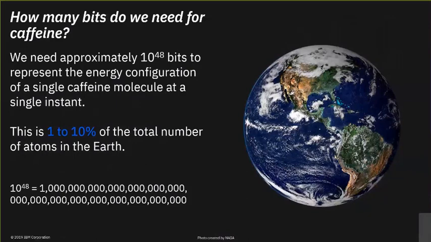So how many bits do you actually need for caffeine? We needed 160 qubits, but you need approximately 10^48 bits to represent the energy configuration of a single caffeine molecule at a point in time. This is somewhere between 1 to 10% of the total number of atoms in the Earth.